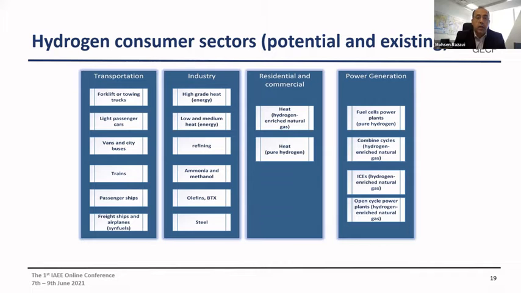Some very important hard to abate sectors fall within transportation, like the marine sector, aviation, and heavy long haul transportation. So transportation will have a very good and very huge potential in absorbing hydrogen in the future, and also industry with high grade temperature. We see that electrification is challenged there, so like other hard to abate sectors, in some industry sectors we need pure hydrogen in the future.